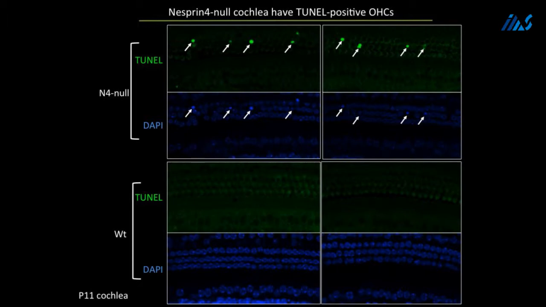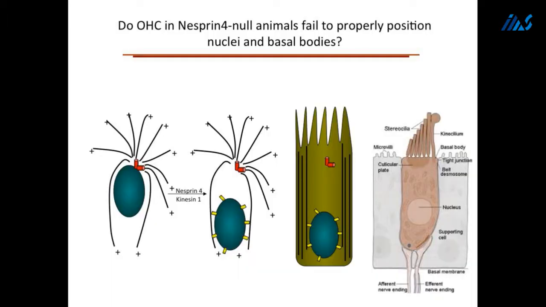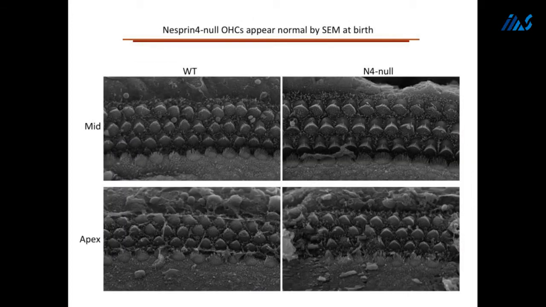Just want to make the point here that when we do TUNEL staining of these nesprin 4 null cochleas, around day P11, when we've still got a reasonable number of outer hair cells left, what we can see is numerous TUNEL positive cells, suggesting that perhaps we're losing outer hair cells by a process of apoptosis. So this gets back to my fantasy of what nesprin 4 might actually be doing. Is it involved in nuclear positioning in hair cells? And the answer to that I'll give you in just a moment.